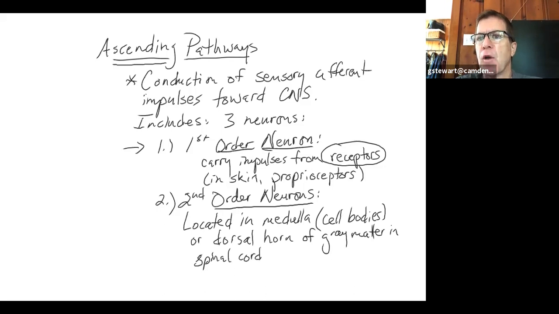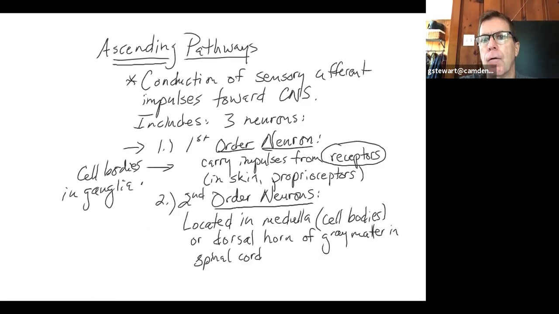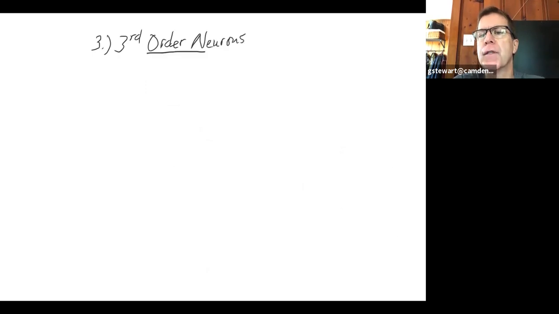So the cell bodies are located actually in the central nervous system itself. And finally, third order neurons. I'm going to go to a new board just so I have space. We're getting up to the brain area now. This is the last pathway in the sensory afferent pathway.